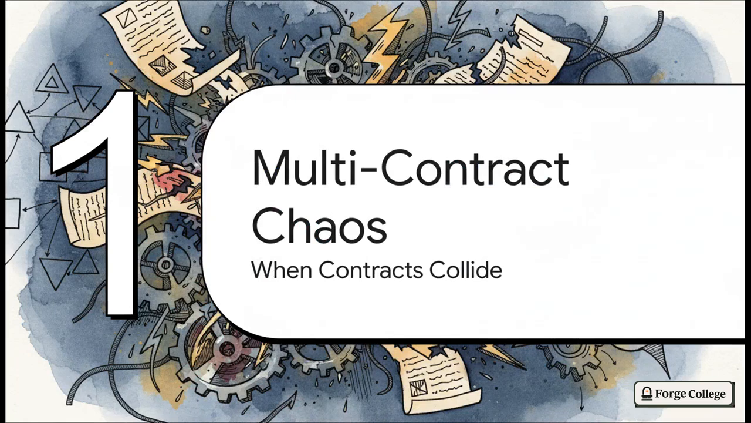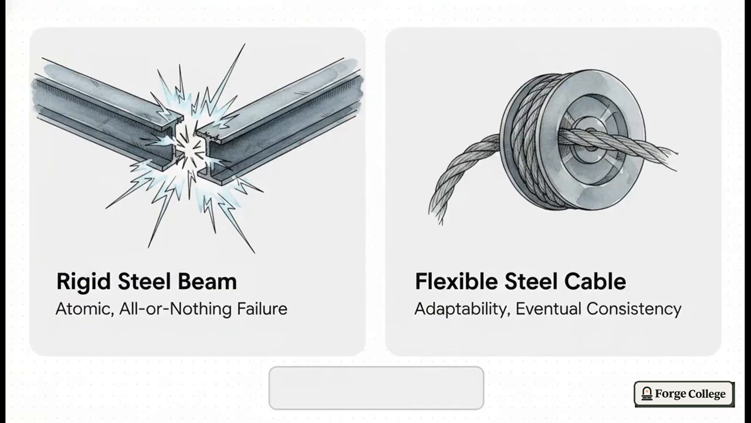All right, let's jump right into section 1, the multi-contract chaos, or as I like to call it, when contracts collide. You see, simple unit testing just isn't going to cut it anymore when you have independent contracts talking to each other. We basically have 2 main paths here. Think of a synchronous flow like a rigid steel beam. It's atomic. It's all or nothing. If one single part fails, the entire transaction just snaps and reverts immediately.